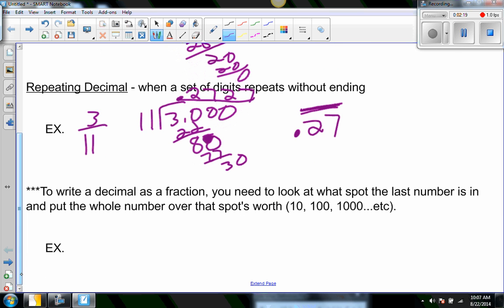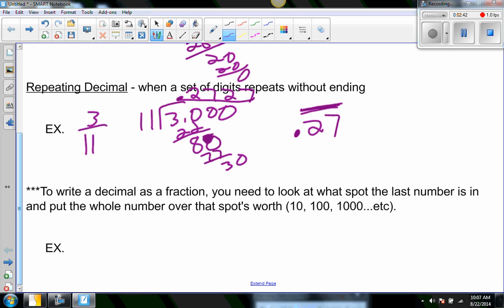And then one more thing that we need to cover for this section is, in order to write a decimal as a fraction, you need to look at what spot the last number is in, and then you put the whole number over that spot's worth. So is it in the 10 spot, the 100 spot, the 1,000 spot, the million spot? It doesn't matter.